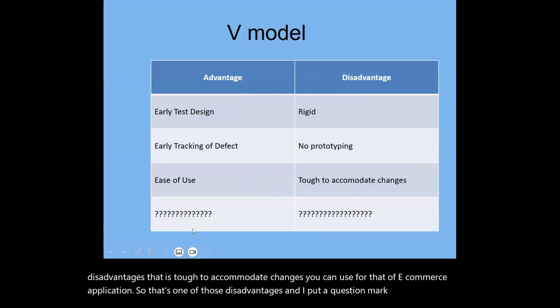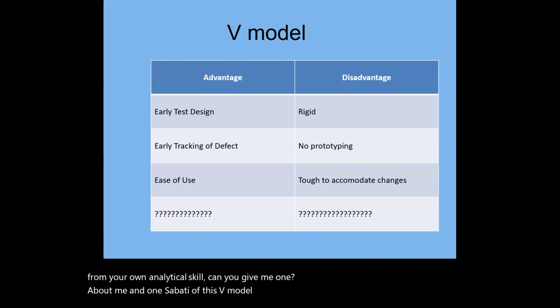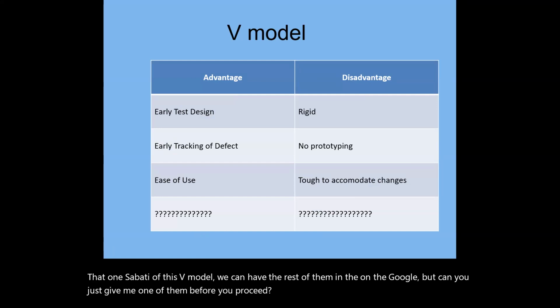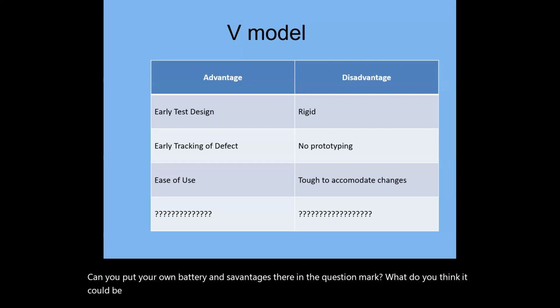Can someone, from your own analytical skill, give me one advantage and one disadvantage of this V model? You can find numerous of them on Google, but can you just give me one of them before you proceed? Can you put your own advantage and disadvantage there in the question mark? What do you think is going to be the advantage and disadvantage?